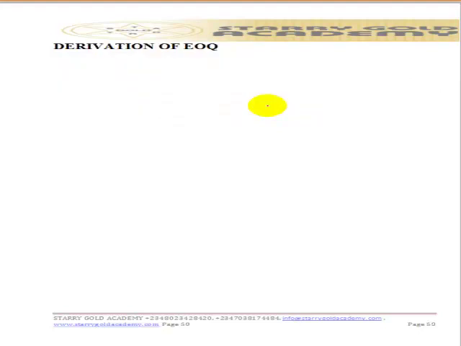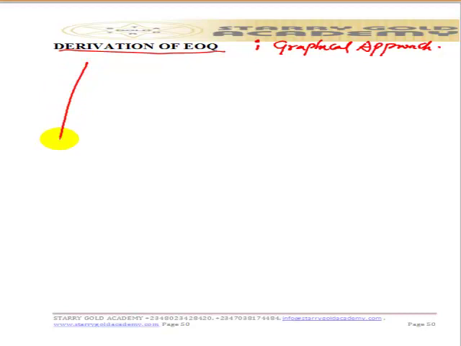So these are some of the assumptions of EOQ. Then we have the various methods of deriving EOQ. That's derivation of EOQ. There are 3 ways majorly, but in cost accounting we emphasize only one. There is the graphical approach. We can derive the EOQ of a company by graphical approach, and this would involve plotting the graph.